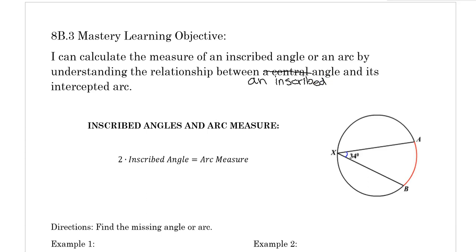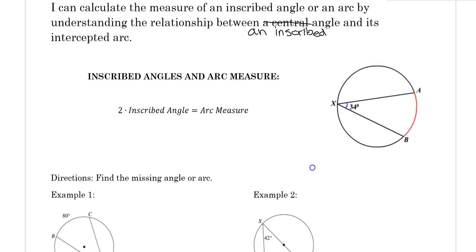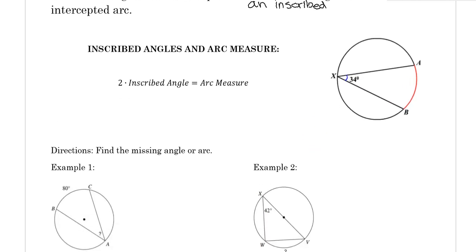Okay. So again, this is very similar to what we just did, but we're looking at inscribed angles, which are made up of chords, instead of central angles, which are made up of radii. So, inscribed angles and their arc measure. It's a slightly different relationship.